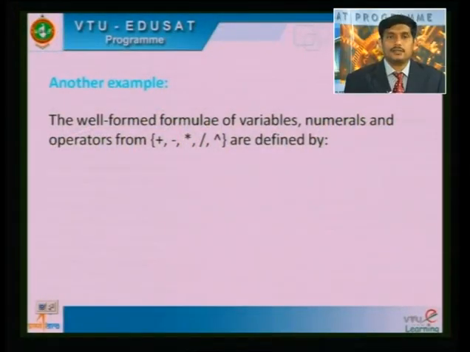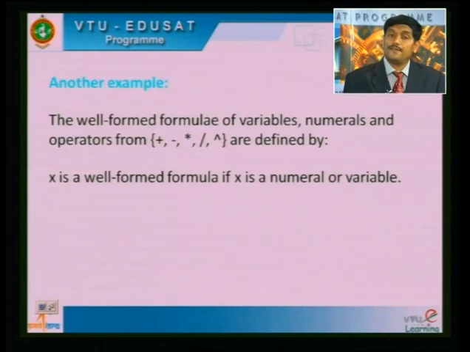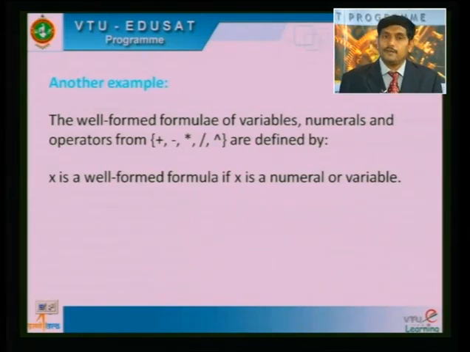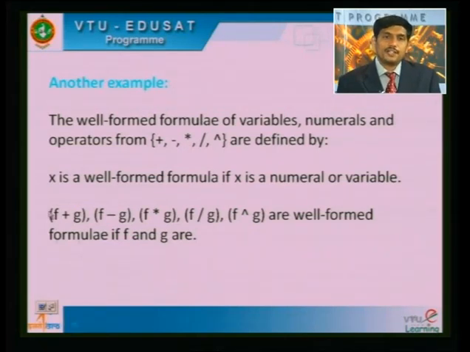The well-formed formulae of variables, numerals and operators from plus, minus, multiplication, division and exponentiation are defined as follows. The symbol x is a well-formed formula if x is a numeral or variable, as we already discussed with conjunction, disjunction and implication. Then if f and g are formulae, then f plus g, f minus g, f star g, f divided by g and f to the power g are well-formed formulae if f and g are.